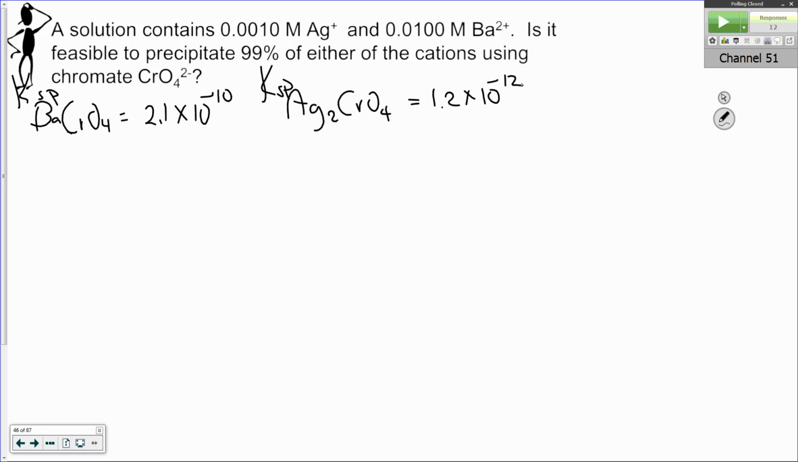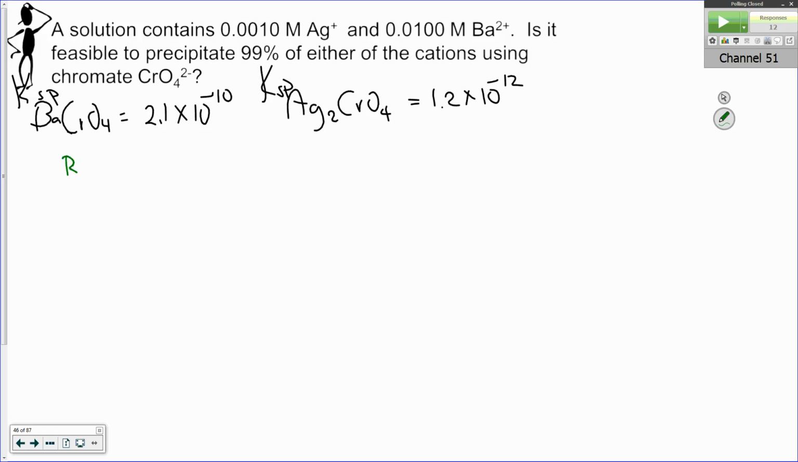Okay, so if I just looked at the values, I'd say, ooh, that's going to be tough to do because they're so close to each other. What makes them a little bit different from one another? Well, the concentrations are different. Also, they've got different stoichiometries. One's a 1-to-1, the other one's a 1-to-2. This is a really tricky problem. Okay, so let's look at the solubilities we've got.